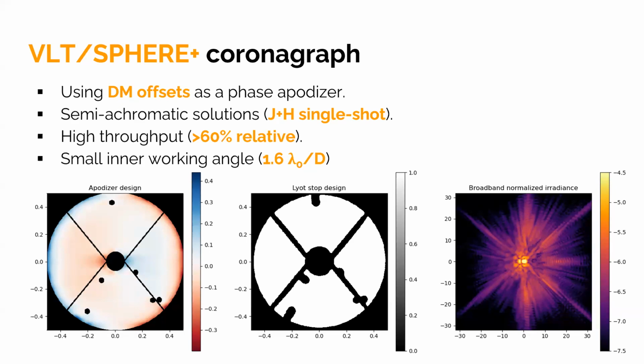So I'm doing DM offsets as the phase apodizer. It's not pure phase, but it's close enough for ground-based. And we found very semi-achromatic solutions. So think of J and H band in a single shot, 50% bandwidth in a single image. These solutions were also very high throughput, more than 60% relative throughput, and especially in inner working angle, we can get down to 1.6 lambda/D.